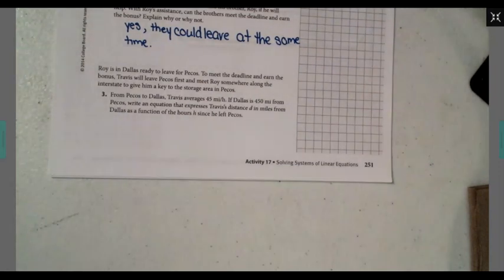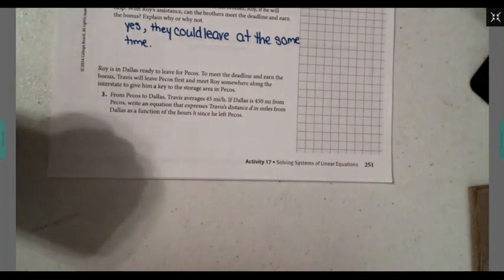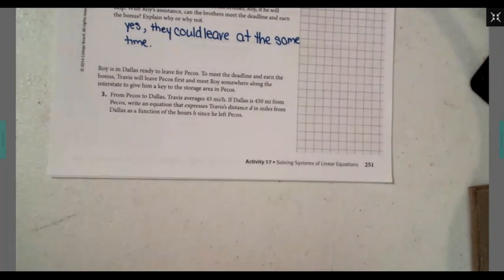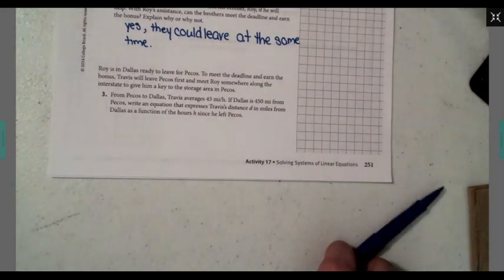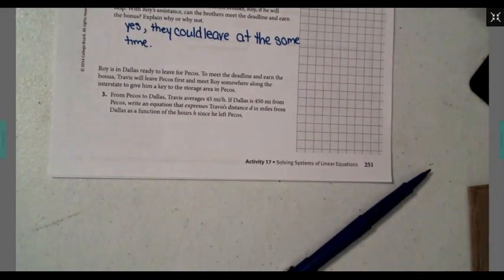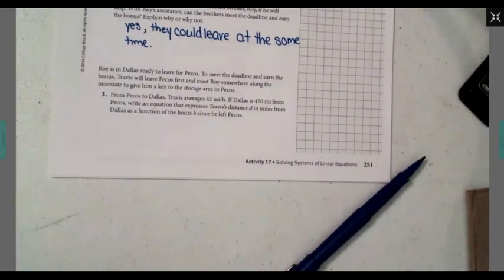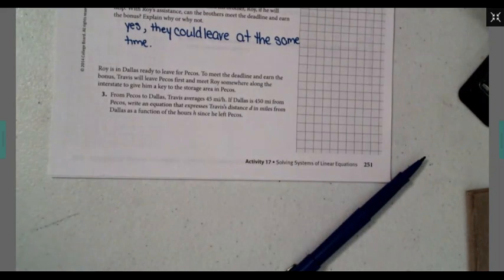If Dallas is 450 miles from Pecos, write the equation that expresses Travis's distance d in miles from Dallas as a function of the hours h since he left Pecos. So 450 miles, he's traveling 45 miles an hour, and we're traveling from Pecos to Dallas.